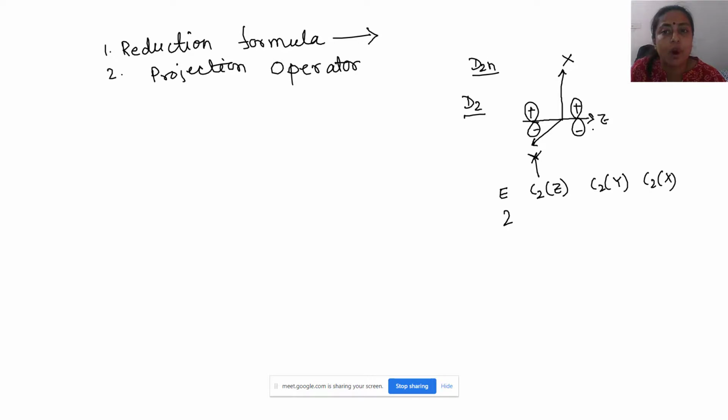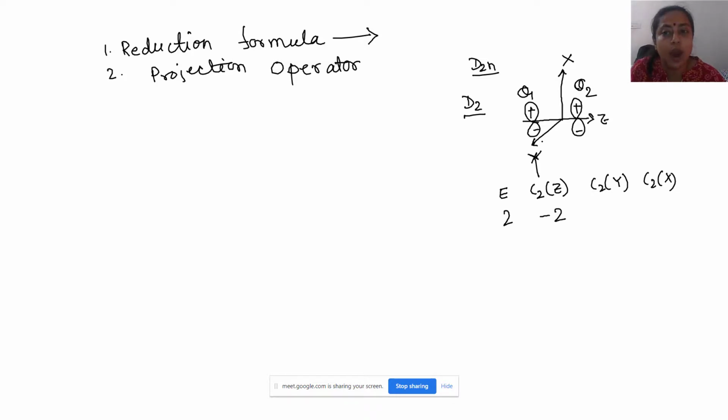Now while I am performing C2 along the z-axis, my phi 1 and phi 2 are going to be unshifted. Phi 1 is present in its own position, phi 2 is also present in its own position, but they are changing direction, that is phi 1 is becoming minus phi 1 and phi 2 is becoming minus phi 2. So under the symmetry operation C2(z), I must get a character of minus 2.